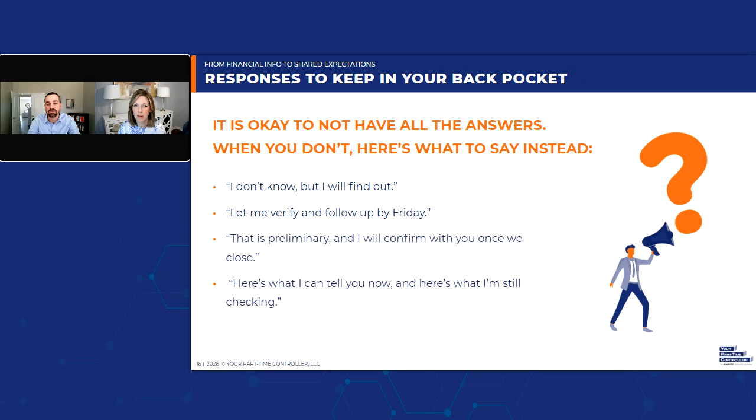Sometimes you do know part of the answer, just not all of it. In those situations, it's okay to separate what you know from what you're still researching. Saying, "Here's what I can tell you now, and here's what I'm still checking," is transparent and builds credibility because people understand exactly where things stand.